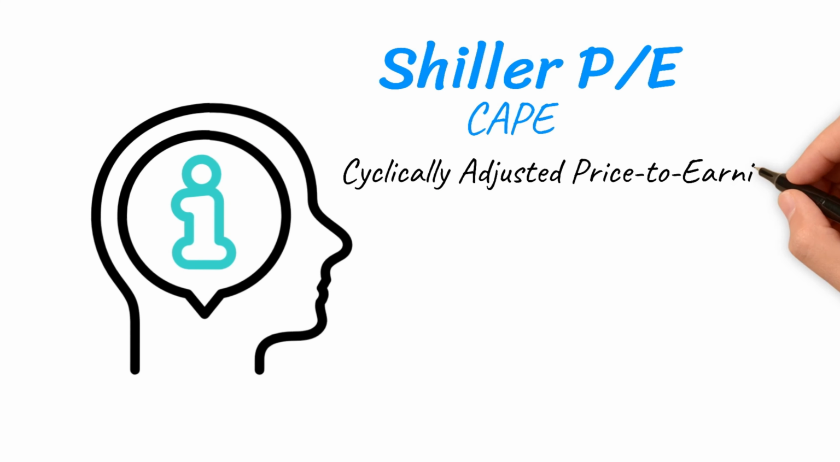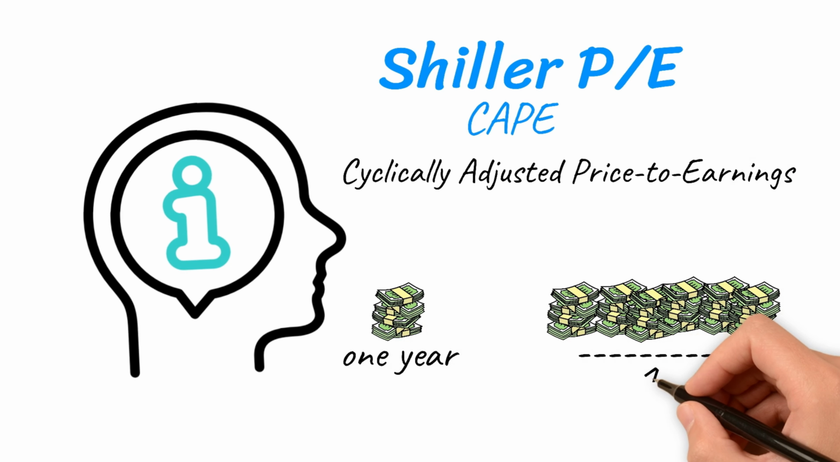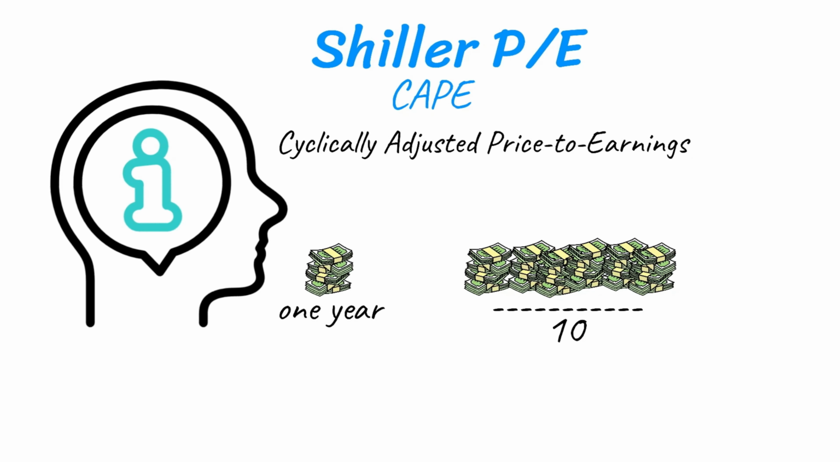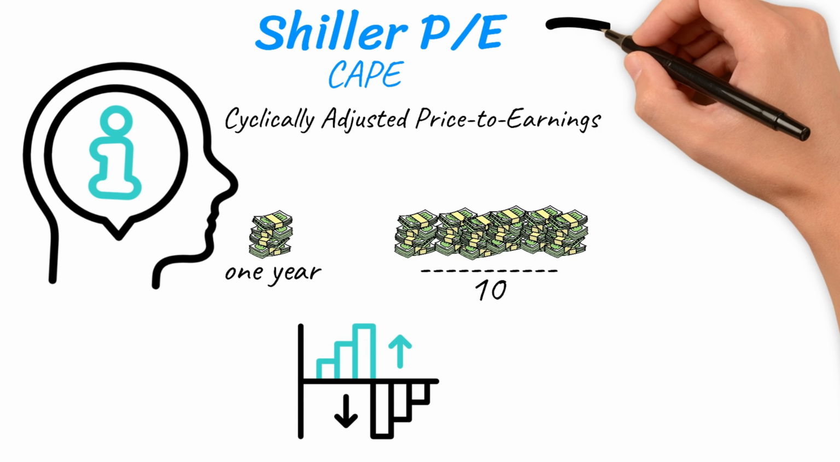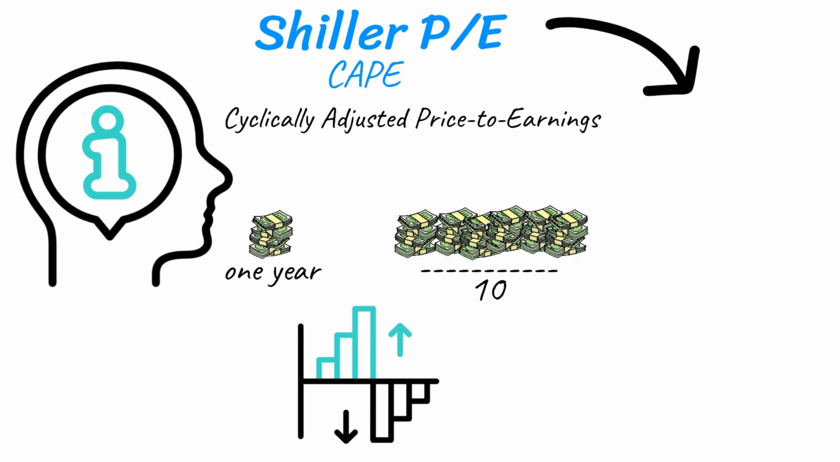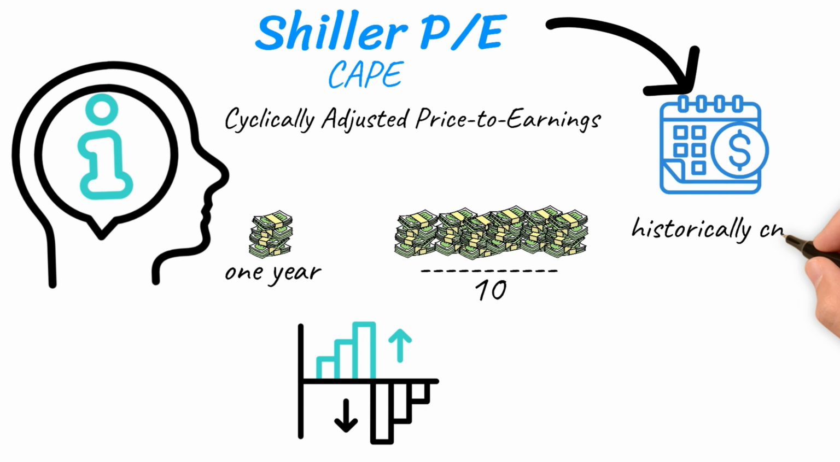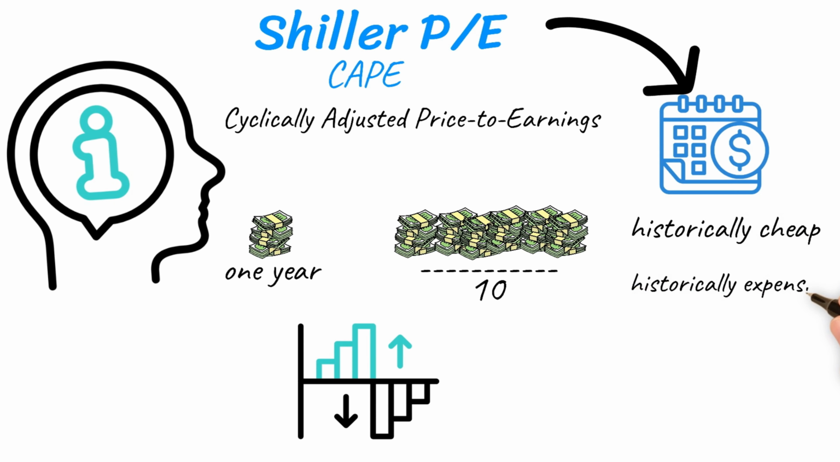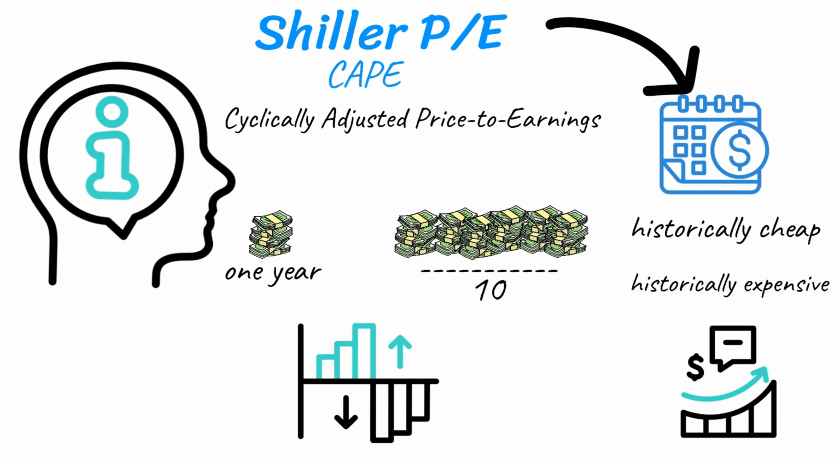Then there's a less known but powerful version, the Shiller PE, also called CAPE, which stands for cyclically adjusted price to earnings. Instead of 1 year of earnings, it averages the last 10 years adjusted for inflation. Why? Because 1 year of earnings can be distorted by a boom or a bust. The Shiller PE smooths all that out and gives you a long-term picture of whether the entire market or a specific stock is historically cheap or historically expensive. It's widely used to assess whether broad markets are in bubble territory.